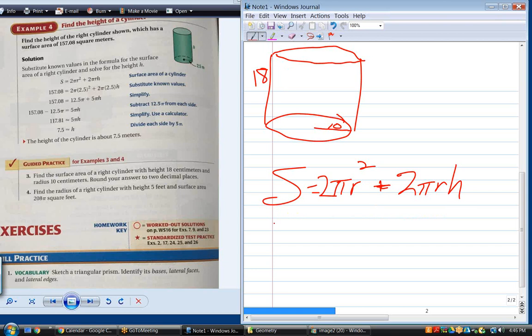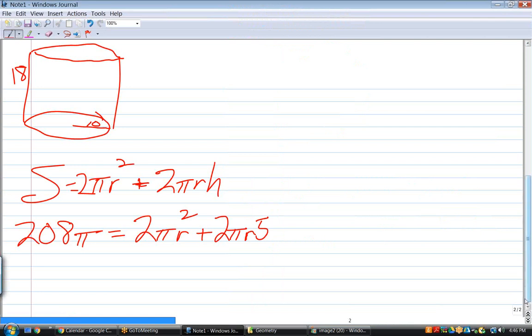You could do 208 pi r squared is equal to 2. Hold on, stop one moment. 208 pi is the surface area. Okay, yeah, sorry. That's what I'm going to plug in for S. Now what? We don't know r, so I'll just for the moment leave it as r squared. Yeah, plus 2 pi r 5. Okay, now let's simplify that and see if we can solve for r.